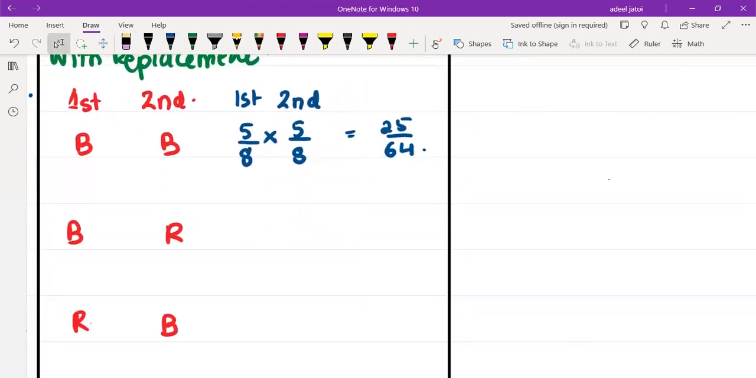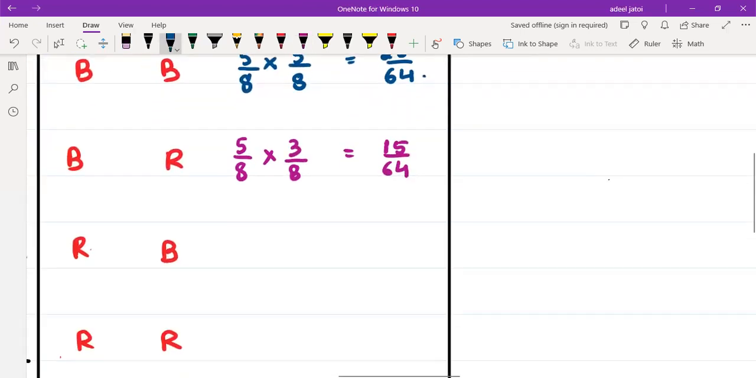Similarly, since the first event, black, does not have any effect on the second event, what are we going to do is, your first is black. So black is 5 upon 8. And your second is red. How many red do we have? We have 3. We need to pick one red, but for that one red, we have 3 red out of how many? 8. So the probability is 15 upon 64.